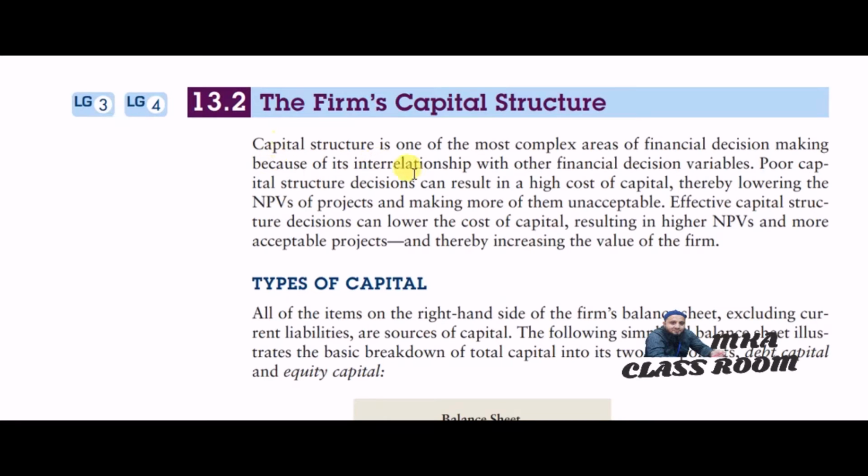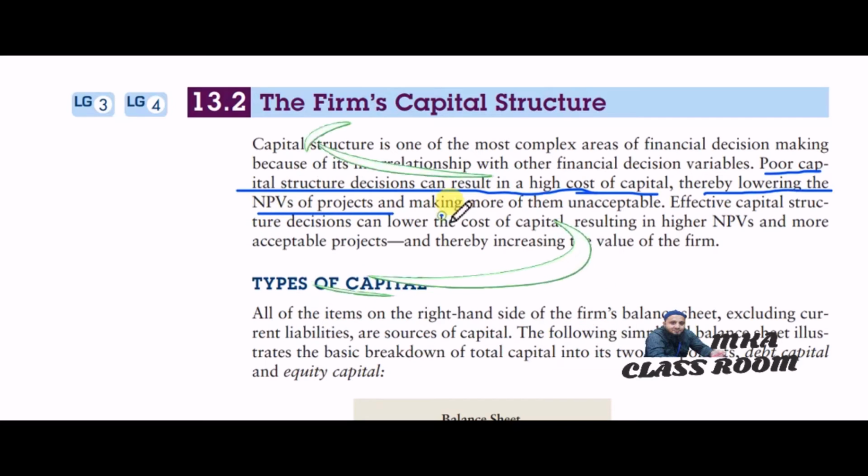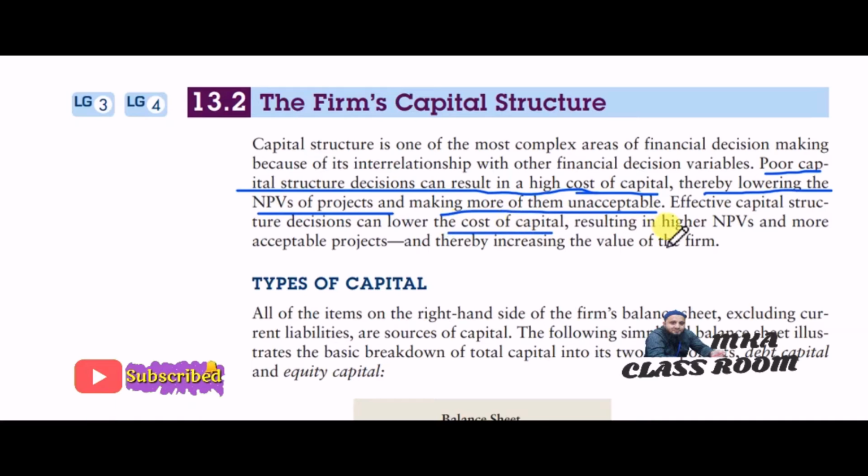The capital structure is one of the most complex areas of financial decision making because of its interrelationship with other financial decision variables. Poor capital structure decisions can result in a high cost of capital, thereby lowering the NPVs of projects and making more of them unacceptable. On the other hand, effective capital structure decisions can lower the cost of capital, resulting in higher NPVs and more acceptable projects, and thereby increasing the value of the firm.